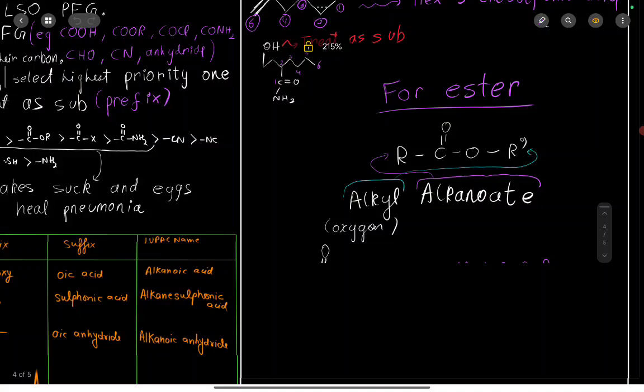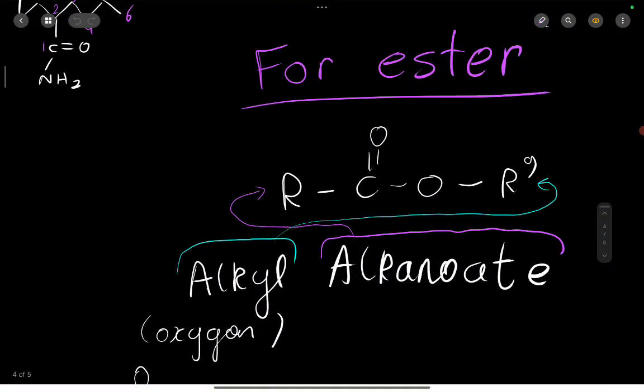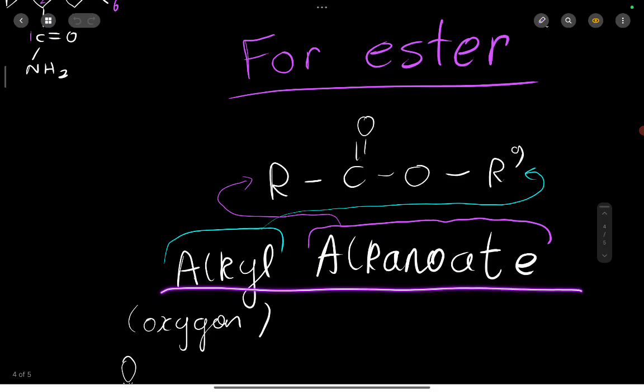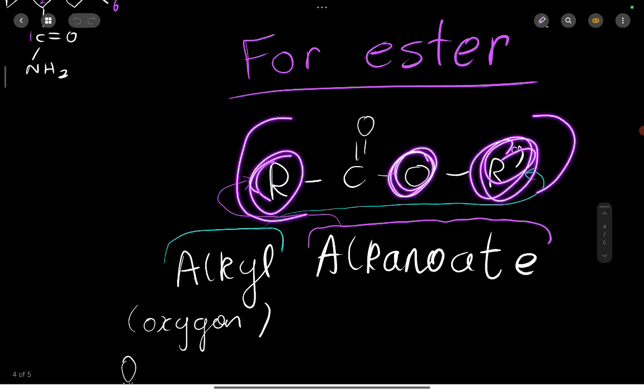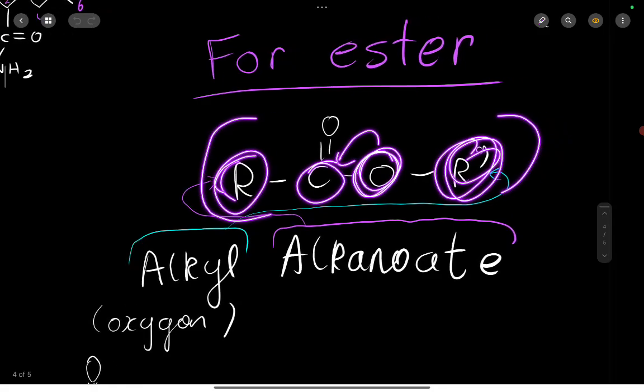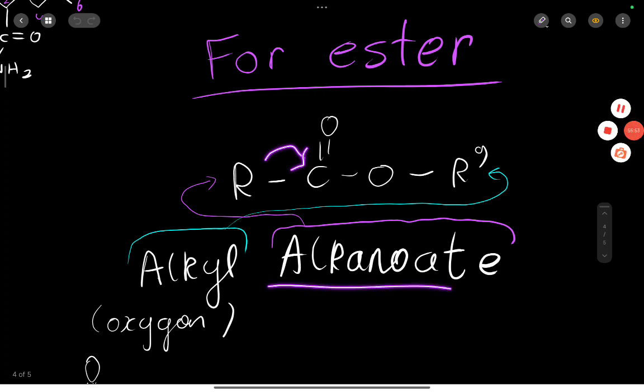Now for ester, it looks confusing, but the name of an ester is alkyl alkanoate. Which part is the alkyl and which part is the alkanoate? The basic structure of an ester looks like this: RCOOR', one alkyl here and one alkyl connected to the oxygen atom, which is connected to a carbonyl group. So the one connected to the oxygen atom is the alkyl part, and the one connected to the carbonyl directly is the alkanoate part.